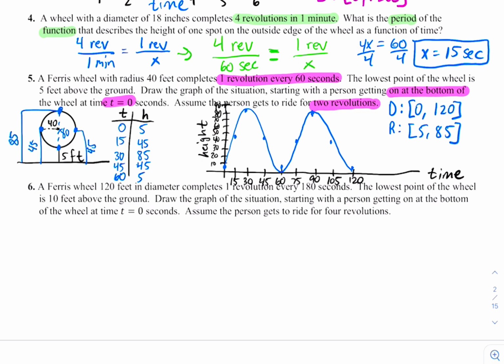All right, so for the next one, again, I would like you to pause the video and then work through that last problem. And I will provide the answer to it in our next video.